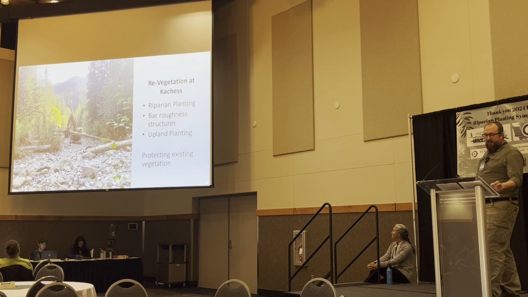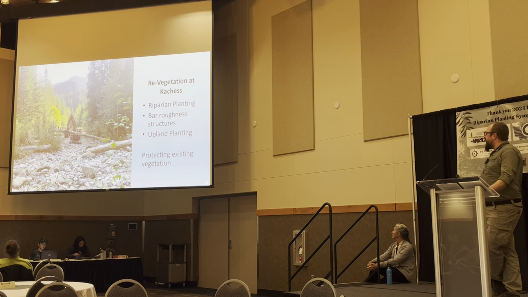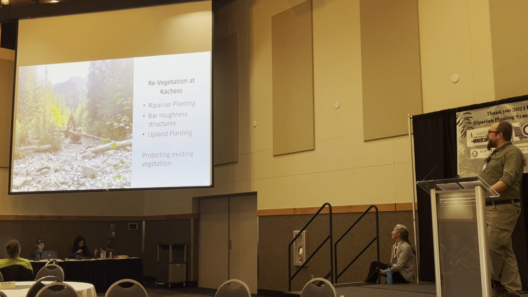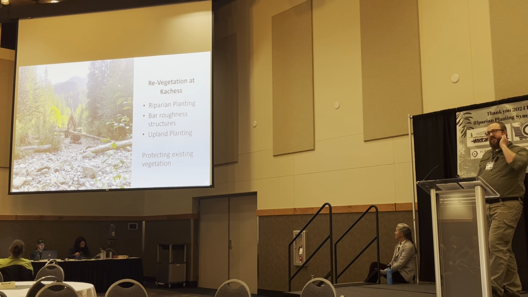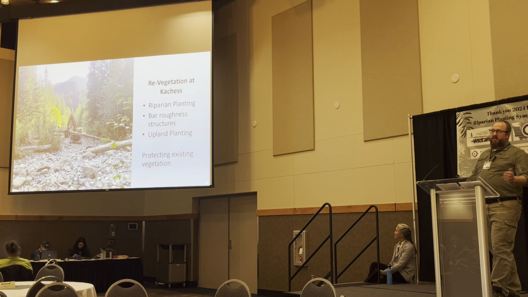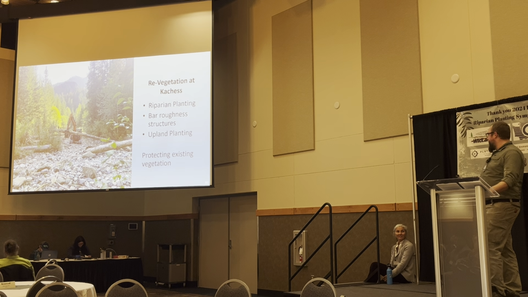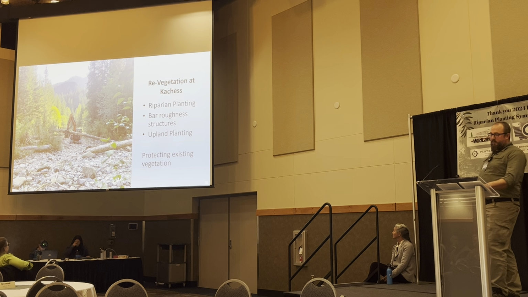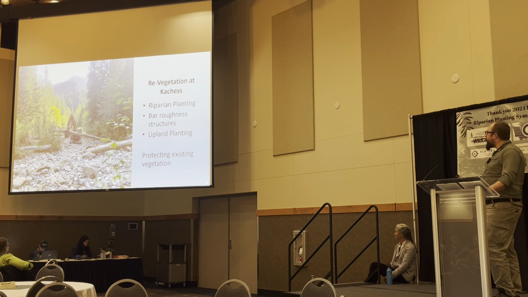And so that kind of gets us into the revegetation aspects of this project. And so we had riparian planting, we had those bar roughness structures that Polyanna mentioned, and then upland planting. And it was always a huge priority of this project to protect existing vegetation. So it doesn't make sense to come down and bulldoze the river channel like the loggers did and then try to replant it. So there were a lot of challenges to navigating the system with preserving what was still there while also trying to improve it.